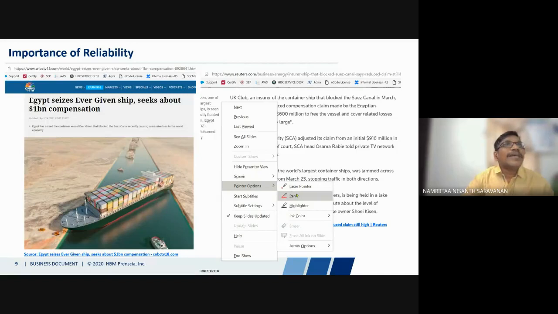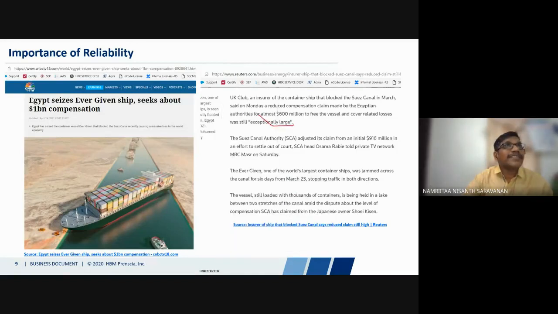So what happens? They are asking for an amount of $600 million. The ship owner company needs to settle some $600 million for this one single incident. You may think this incident might have happened because of the high wind situation during the Suez Canal crossing, but there may also be some mechanical failure in that.